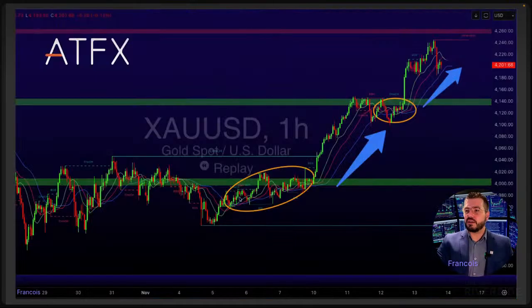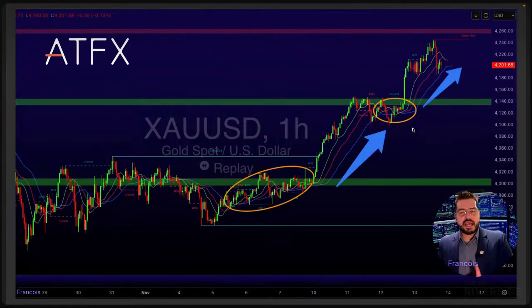Well, let's have a look here. If you look within this circle here, this is what is referred to as the alligator is sleeping. Here as well, the alligator is sleeping. Why? Because again, the lines are tangled and flat. The market here is clearly in a consolidation phase. And then we get when the alligator's mouth opens. Now, when the alligator's mouth opens, and this is this general area here, the lines fan out and they start pointing in one direction.